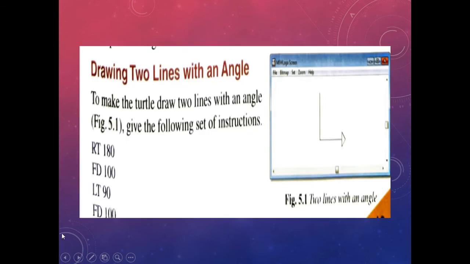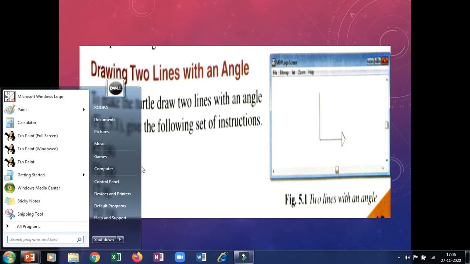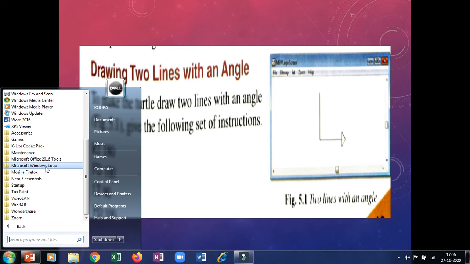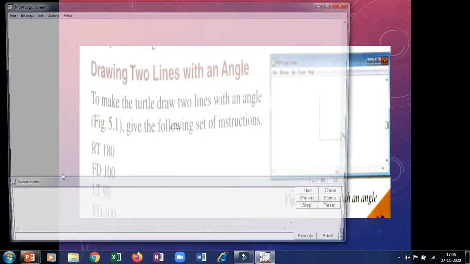So let us start. Here it is shown an L-shaped figure, which means two lines with an angle. Here, where the lines join, there is one angle. Let us first open the Logo program. How to open the Logo program? You have to click on the start button, then All Programs, and in All Programs you will see the Microsoft Windows Logo folder. Click on that and click on the Microsoft Windows Logo option.